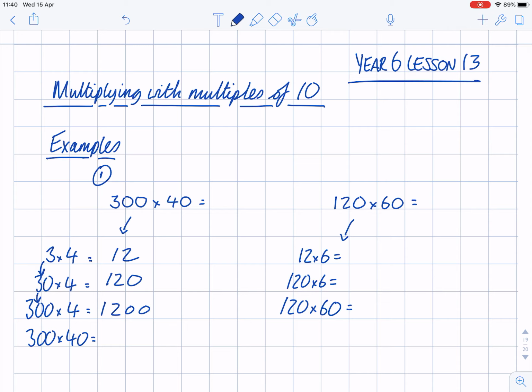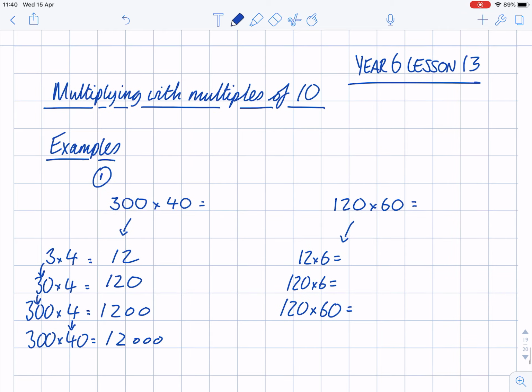So my answer becomes 10 times bigger. And then the last thing I do is I make my 4 10 times bigger. So again, my answer becomes 10 times bigger. You should be able to see the pattern that I've followed there. And I stop here because now 300 multiplied by 40 is what the question was asking me.